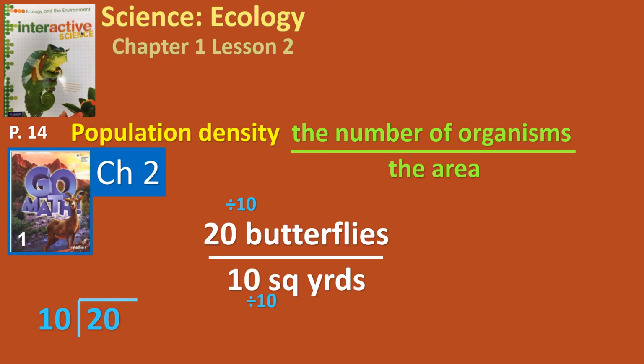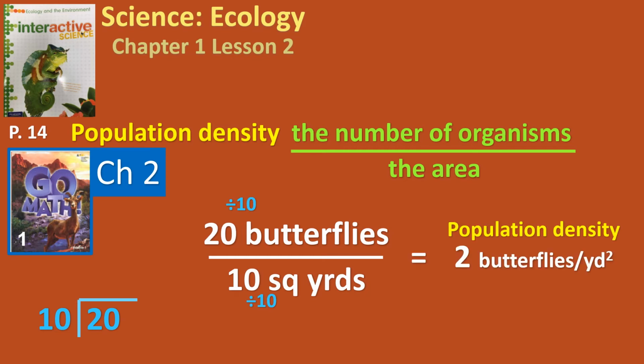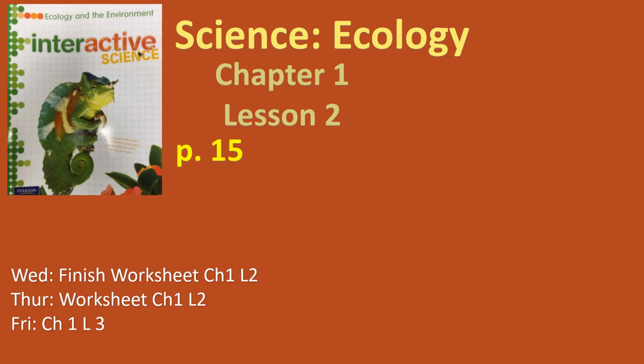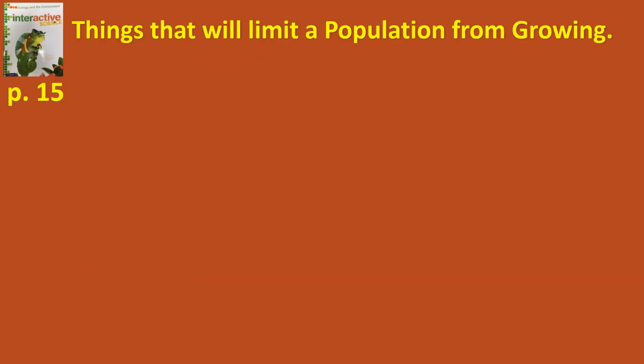Or we learn in chapter 2 that we could also just reduce, and we might see that 10 goes into both of them, and then that's going to give me 2 over 1, which is just 2 butterflies per yard. All right, so that's how the math is done when it comes to that.